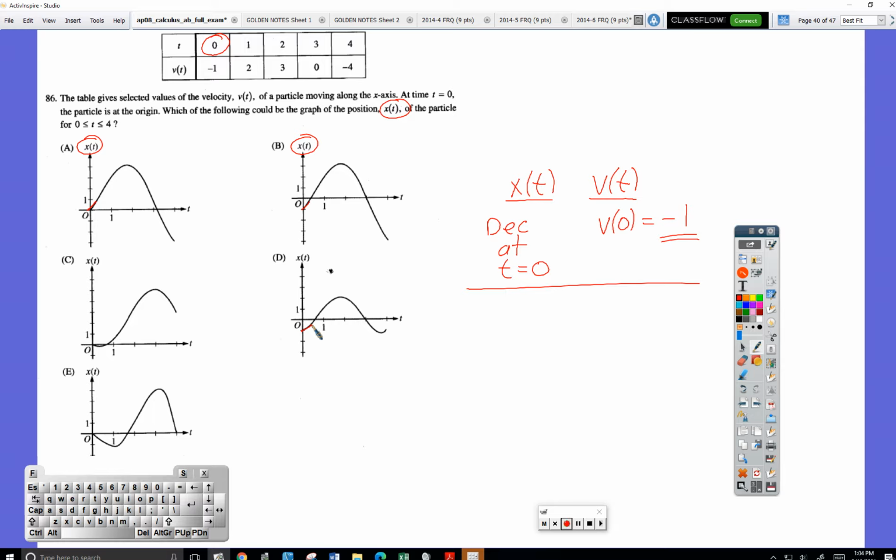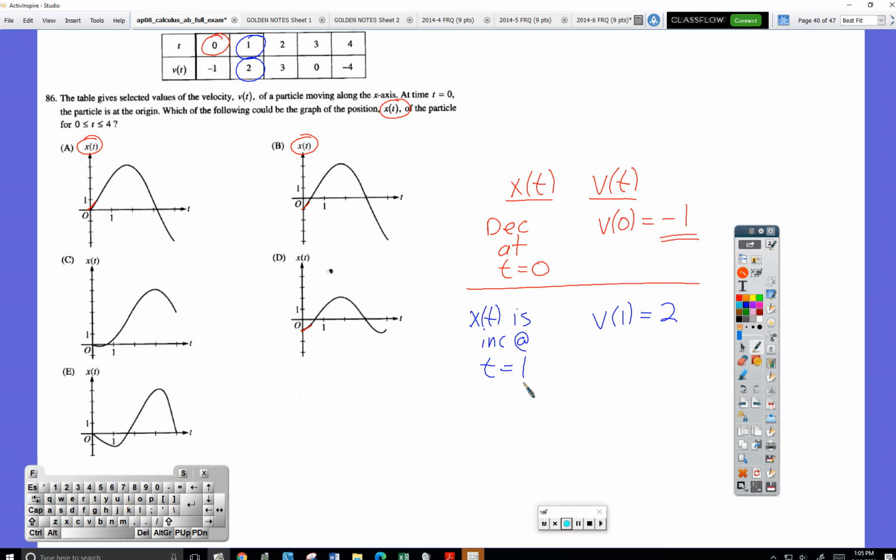so then I kept on going, and then it got positive at time equals 1, and so I knew it had to be increasing at that point. Let me write it down. So you've got up here, time equal 1. Velocity is 2. So v of 1 is 2, which means the position is increasing at time equal 1. Yeah. Good job. Keep going.